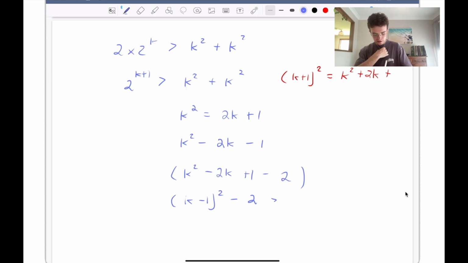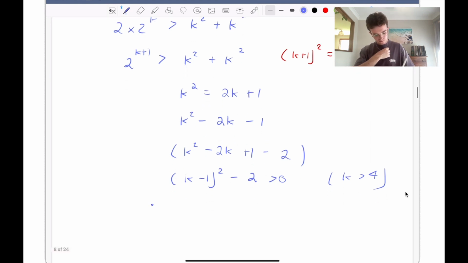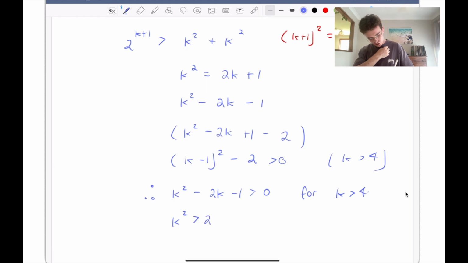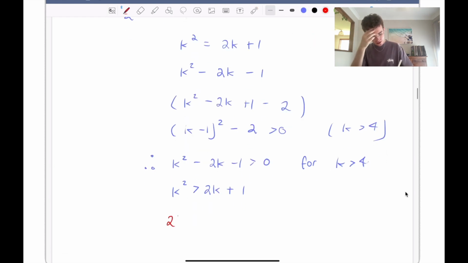Now this is greater than 0 because k is greater than 4. So this expression has to be greater than 0. Therefore, k squared minus 2k minus 1 is greater than 0 for k greater than 4. That's good for us because we've just said k squared minus 2k minus 1 is greater than 0, which means k squared is greater than 2k plus 1. That's very good because that also tells us that 2k plus 1 is less than k squared.